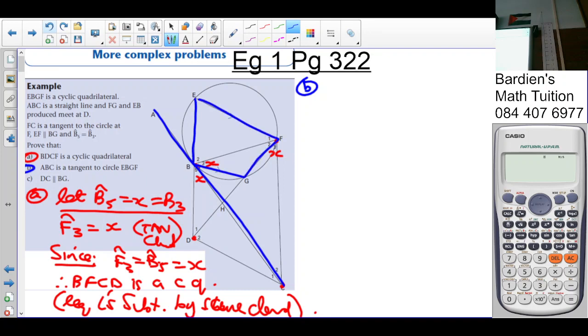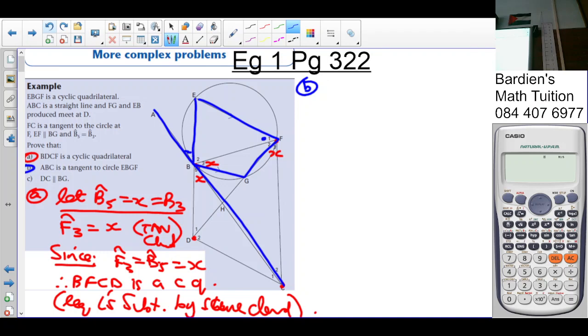ABC is a tangent to the circle EBGF. What's wrong? What are you guys saying? Okay. So, if there's a tangent, what do we need to prove? B1 is equal to F1. Okay, the tan chord theorem there.